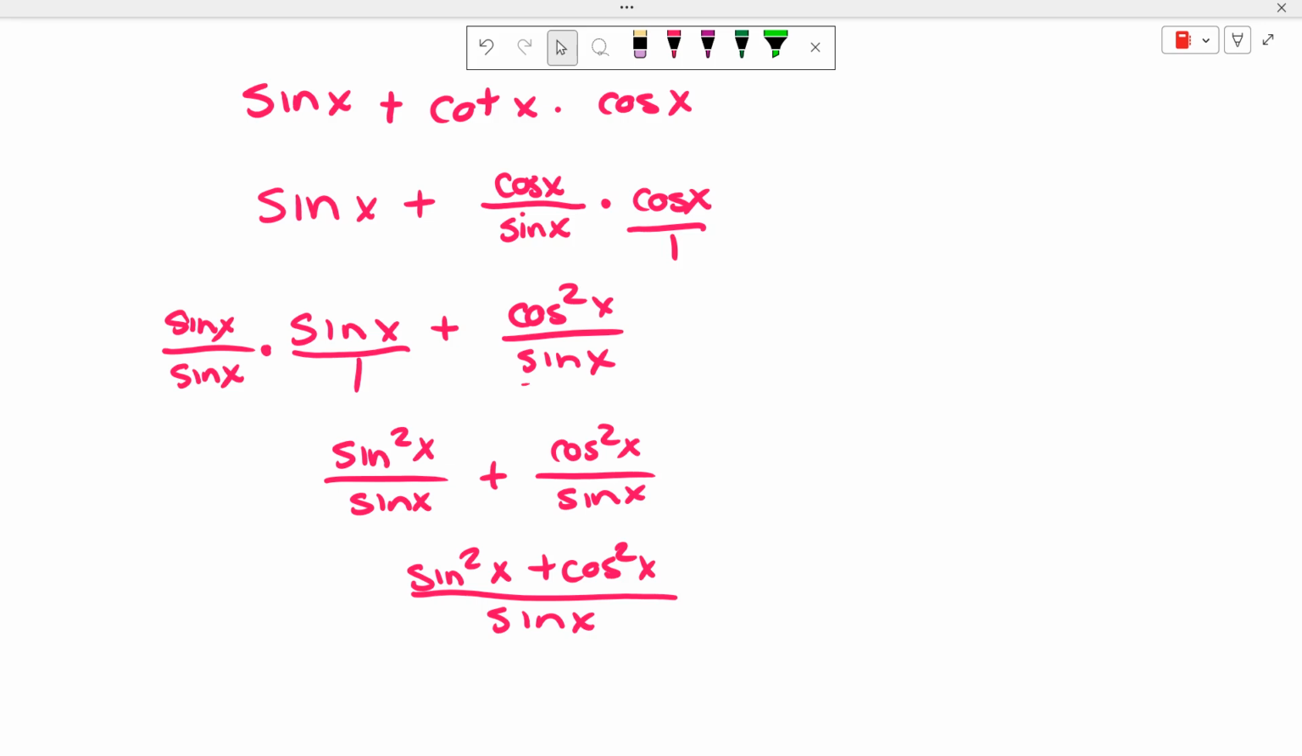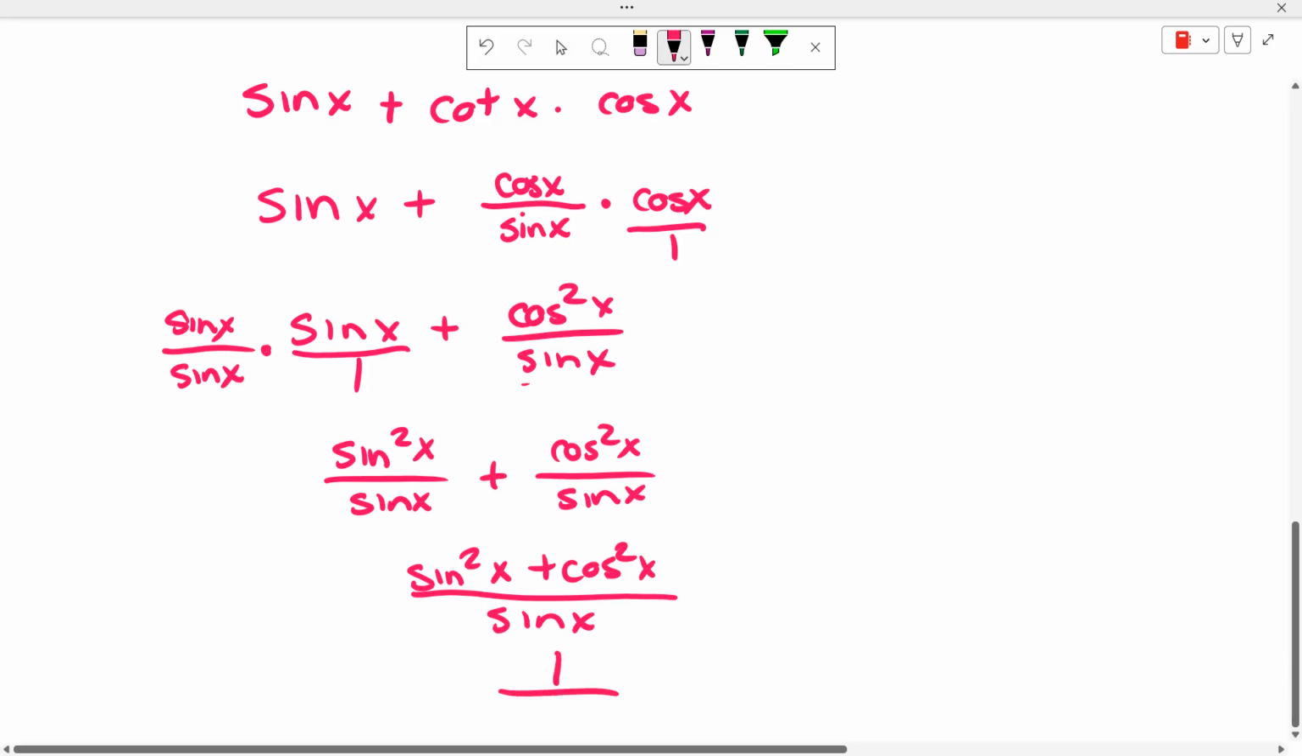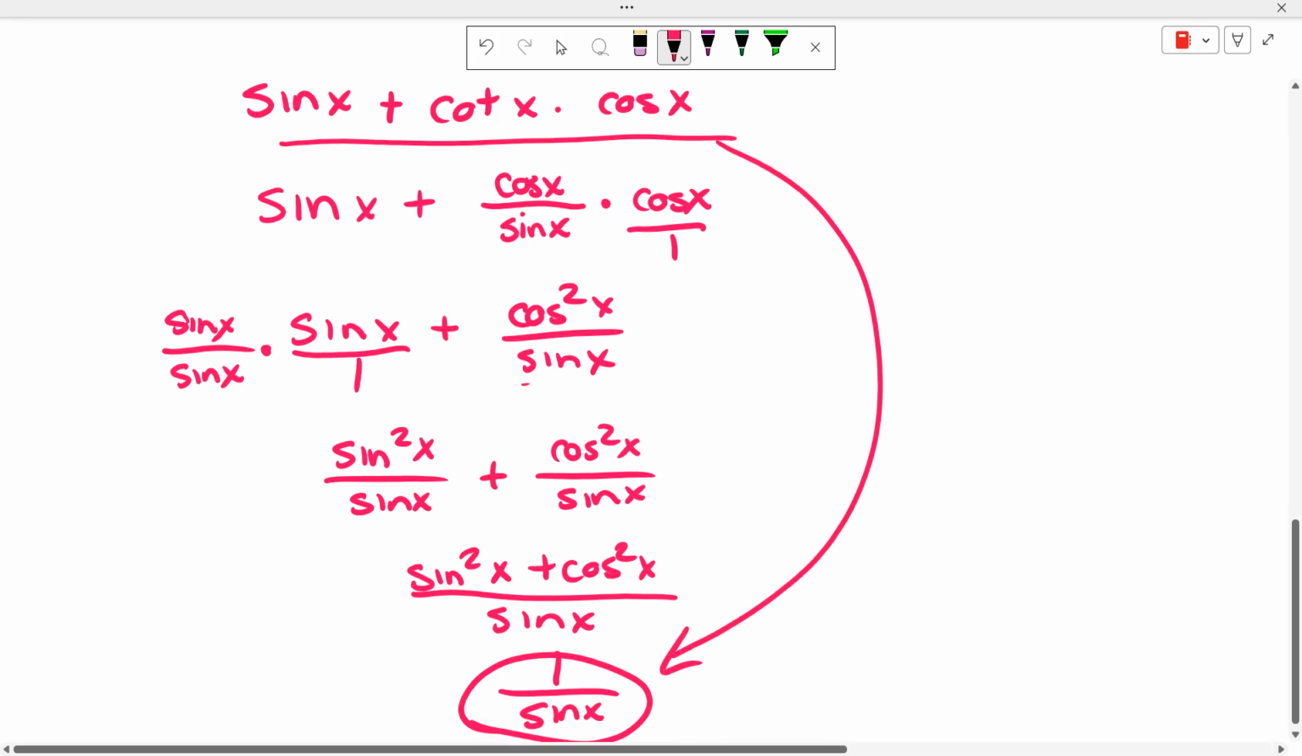And if you think you're done, you go, I'm done. And then I'll say, yeah, but you're wrong, because you're not done. What could I replace sine squared of x plus cosine squared of x with? 1. This is a Pythagorean identity. The answer is 1 over sine of x. So this stuff works down to be that. 1 over sine of x.